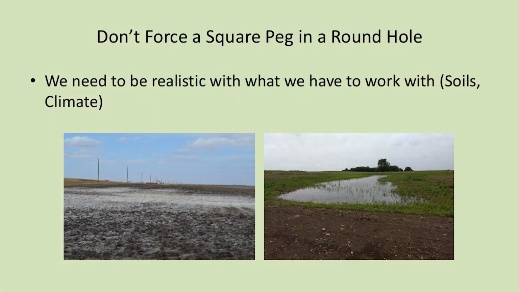The main takeaway that we wanted to leave you with is don't try to force a square peg in a round hole. Be aware of your ecological sites and get out in the field and take a look at the area. Make sure you're not trying to plant a crazy diverse mix in one of those saline areas, which might already struggle to get established right away.